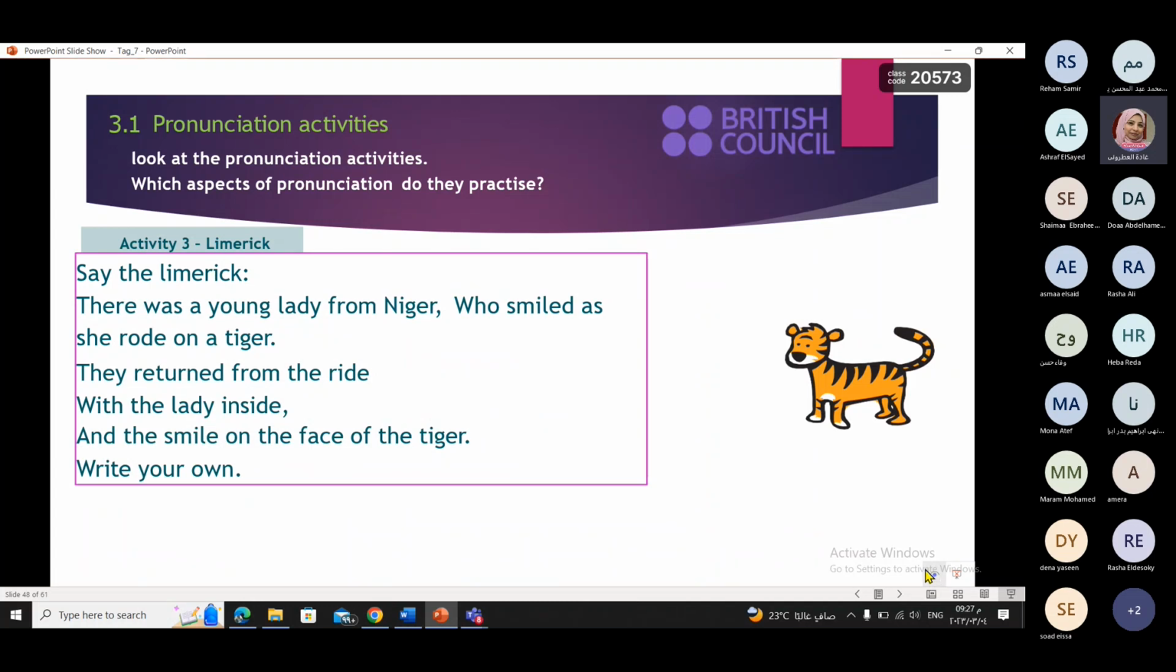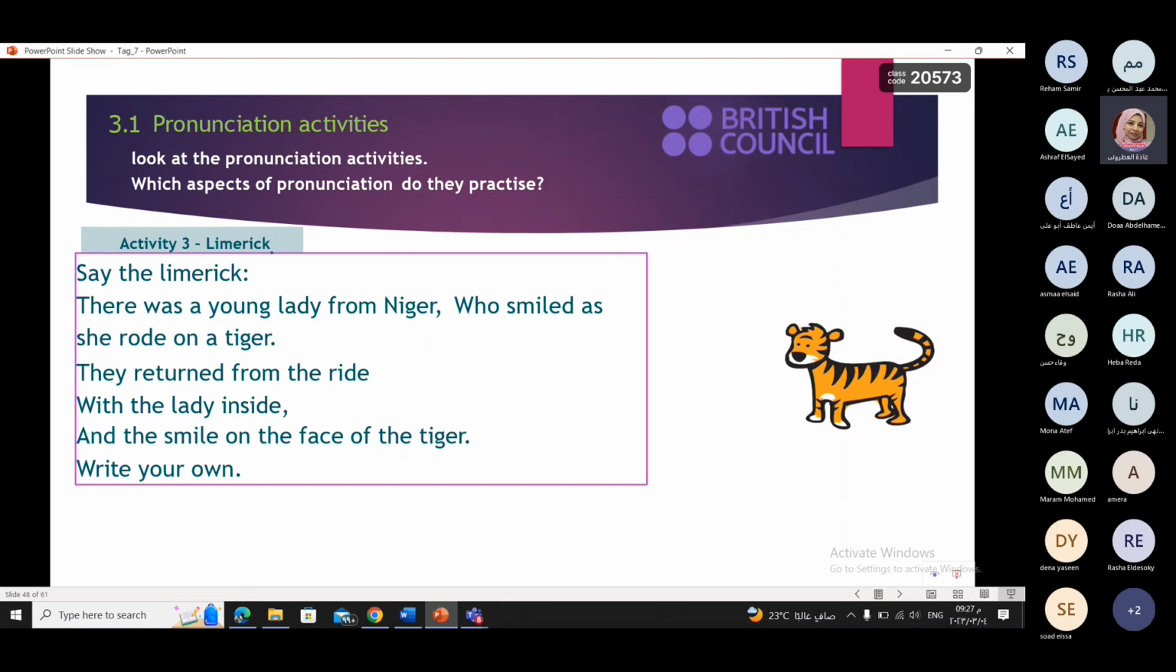Okay. As we said, in stories and poems we also have some pronunciation activities that we can use when teaching these poems or stories. So a limerick, this is another activity. A limerick is like a 5-line poem. It's a poem that consists of 5 lines and has one stanza.